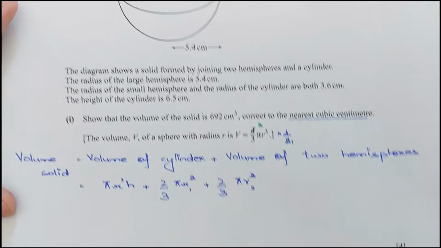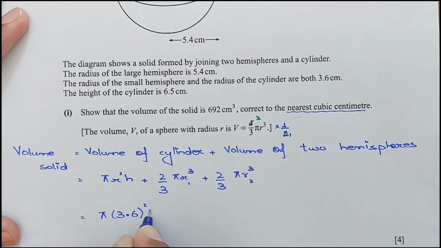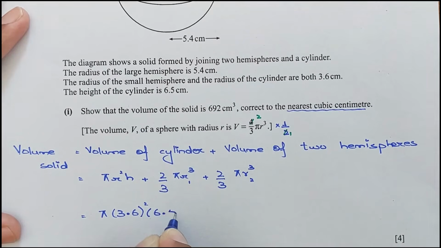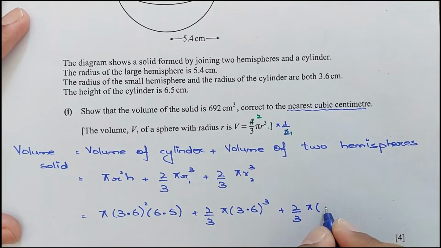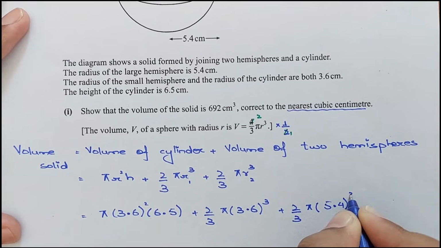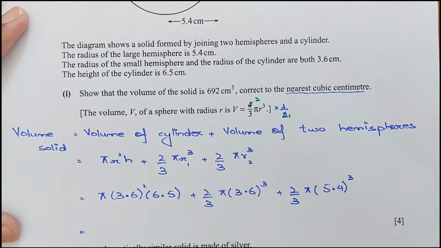So 2 by 3 of pi r cubed for the first radius, plus 2 by 3 of pi r cubed for the second radius. Now we have pi times the radius of the cylinder, 3.6 centimeter, squared, and the height of the cylinder is 6.5 centimeter, plus 2 by 3 pi times the radius of the small hemisphere, 3.6, its whole cube, plus 2 by 3 pi times the radius of the large hemisphere, 5.4 cubed. All three units are in centimeter cubed.